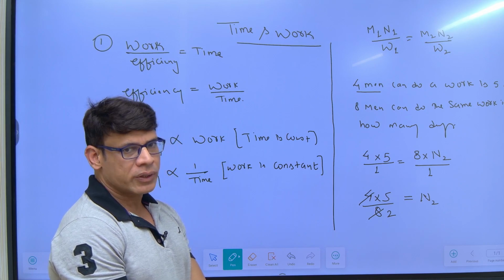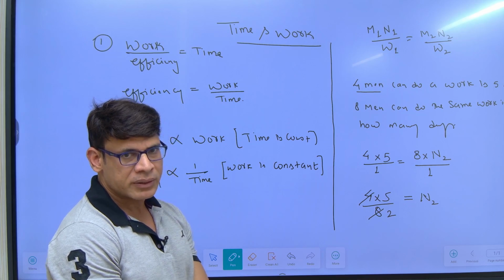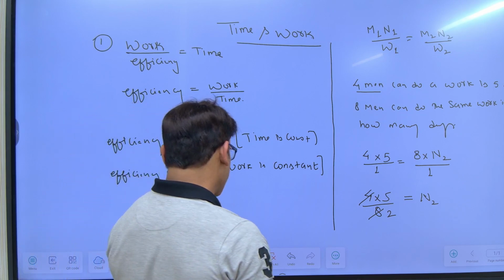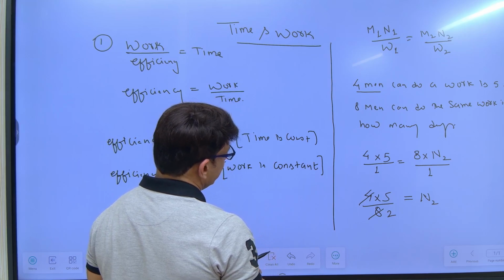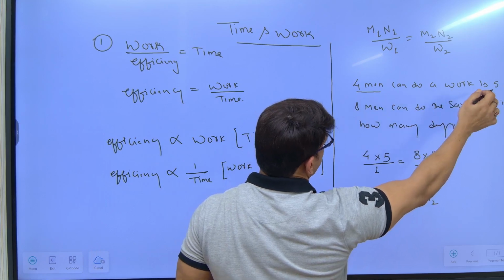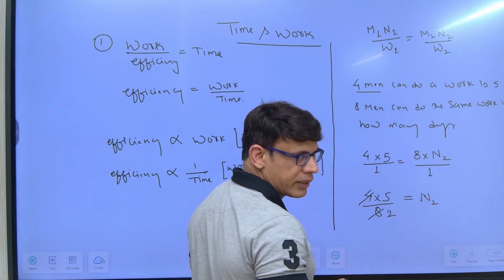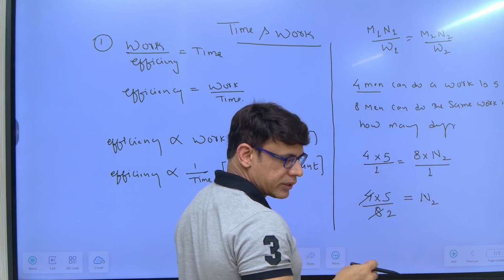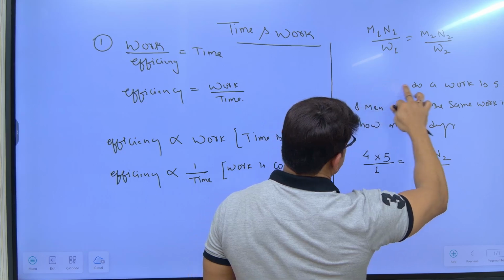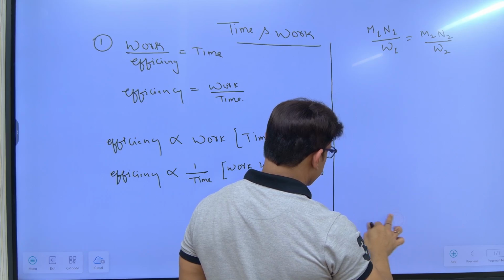If they also involve rate of doing work, also called efficiency, 2 units per day, 3 units per day, then the same formula will get something additional. Like in this case, if I say 4 men can do some work in 5 days by doing 2 units per day, that 2 units is called efficiency, or the rate at which they are doing it.